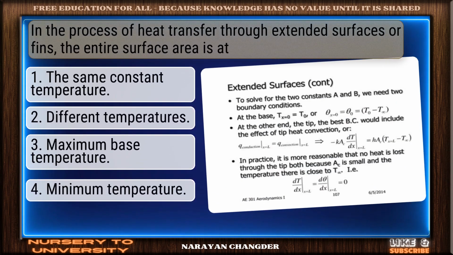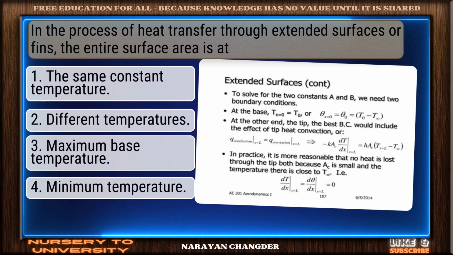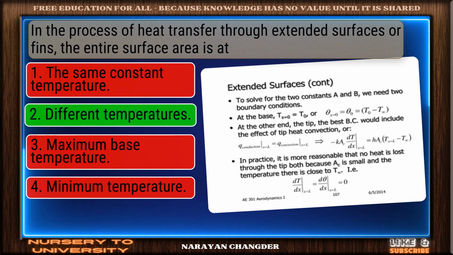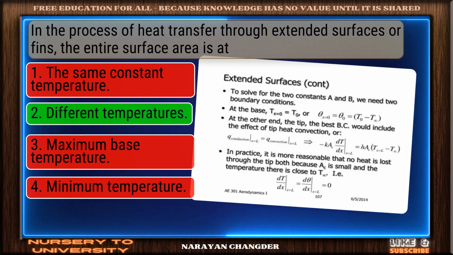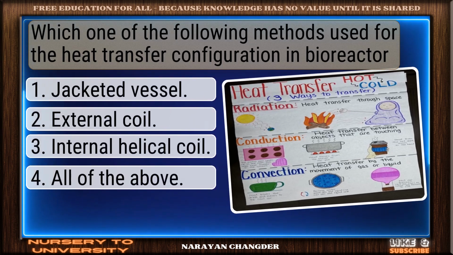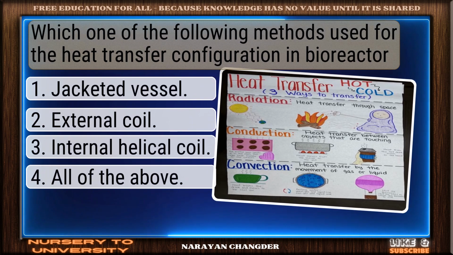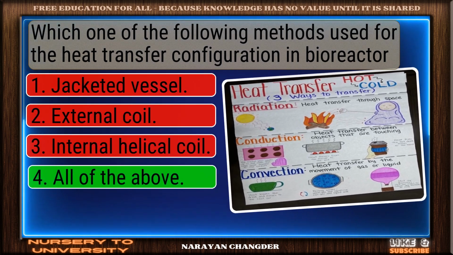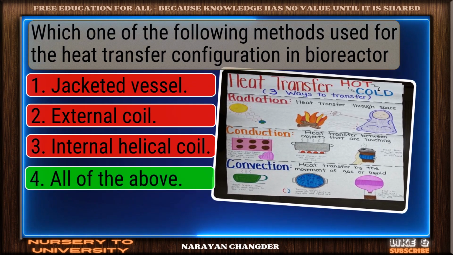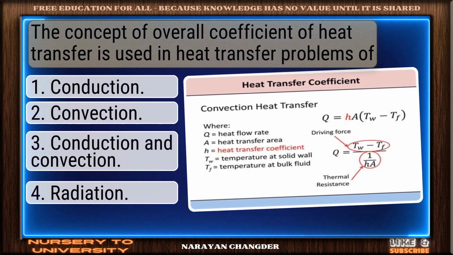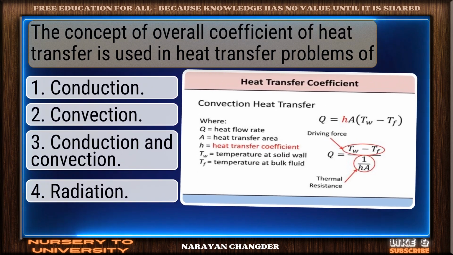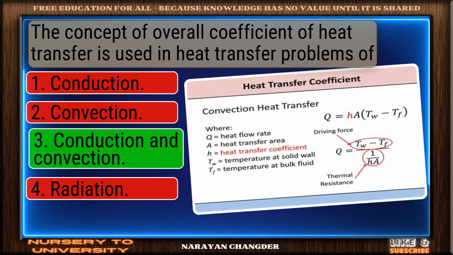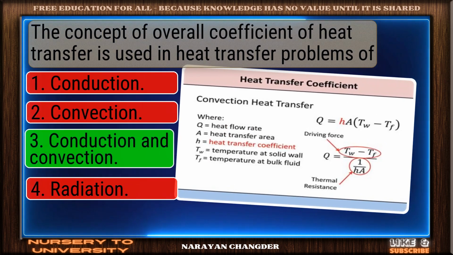In the process of heat transfer through extended surfaces or fins, the entire surface area is at. On track. Different temperatures is the correct answer. Which one of the following methods is used for the heat transfer configuration in a bioreactor? Right choice. All of the above is the best answer. The concept of overall coefficient of heat transfer is used in heat transfer problems of. Excellent choice. Conduction and convection is the right answer.